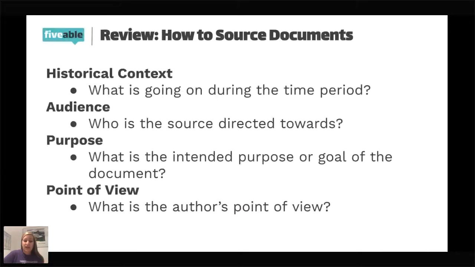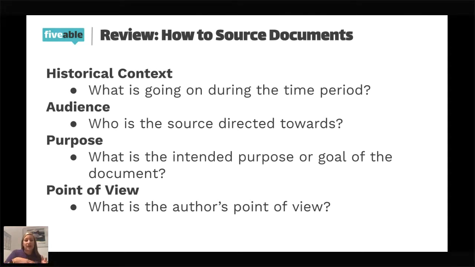And I taught a method called HIP, which stands for Historical Context, Intended Audience, Purpose, and Point of View. In comments, let me know if you know how to source a document, if you have seen these 4 terms and you know what they are. Because if you don't, I'll spend a little bit more time on here. Sourcing documents is most important for the document-based question because we are analyzing the source who gave us the document.